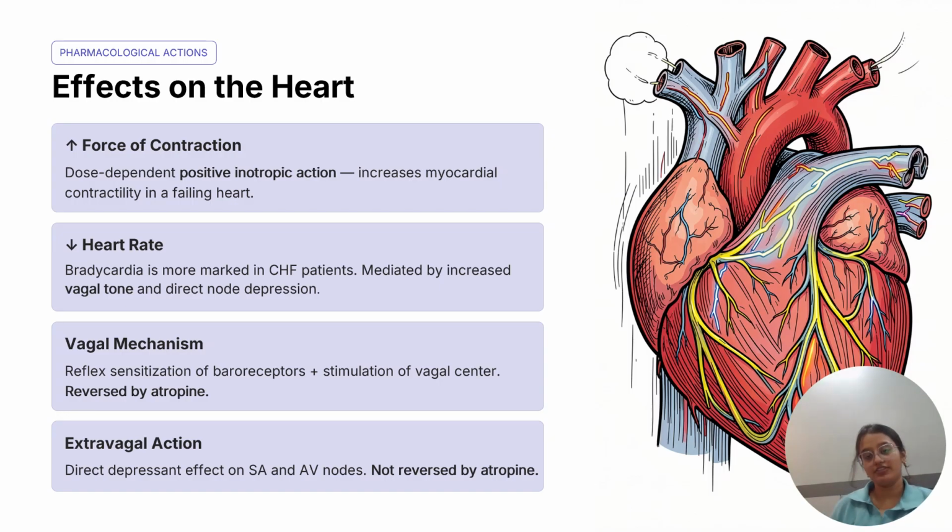So, pharmacological actions, effects on the heart. It increases the force of contraction, a positive inotropic action, so myocardial contractility increases. It reduces the heart rate, bradycardia, more marked in congestive heart failure patients. This is mediated by an increase in vagal tone, a vagal mechanism, reflex sensitization of the baroreceptors, which are the pressure receptors, plus stimulation of the vagal centers, which is reversed by atropine, which is also a drug. Extravagal actions are direct depressant effects on the SA and AV node. This action is not reversed by atropine.